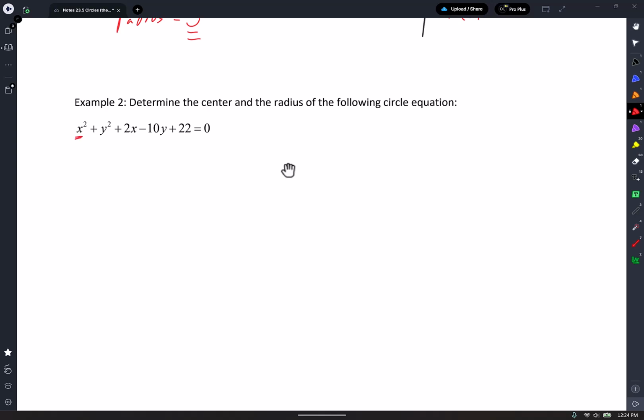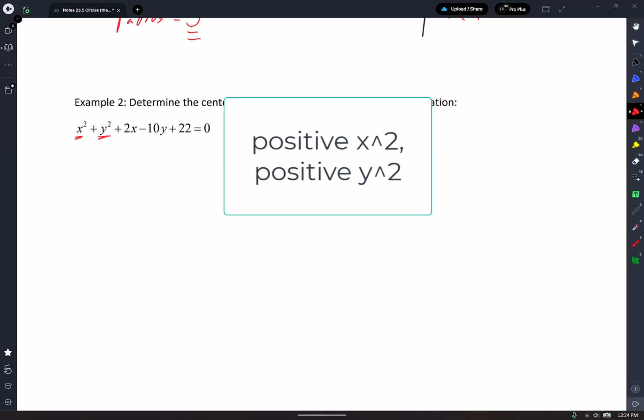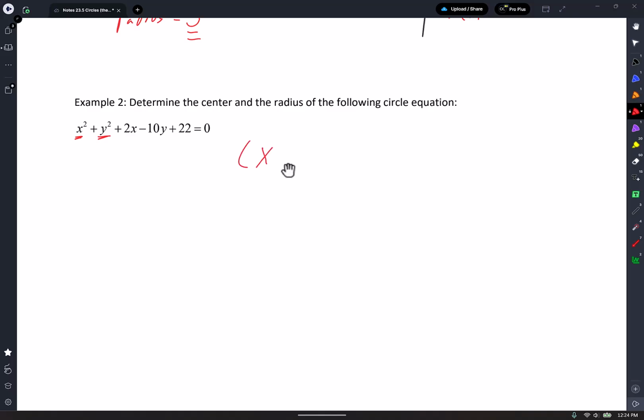If you see an x squared and you see a y squared, for the most part it's going to be a circle. Right now, we're not trying to trick you. All right. How do I know the center of this? How do I know the radius of this? Turn this into this: x minus h, close it, squared, plus y minus k, close it, squared, equals r squared. This is the easiest way because I know that wherever my h and k are, that's the center.